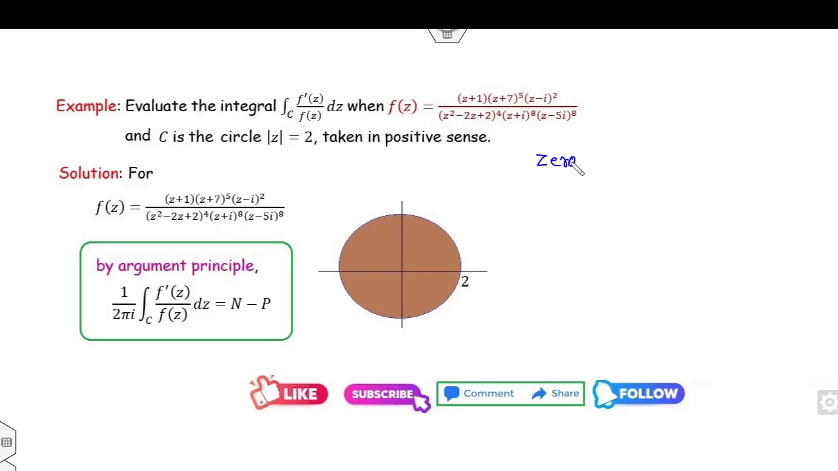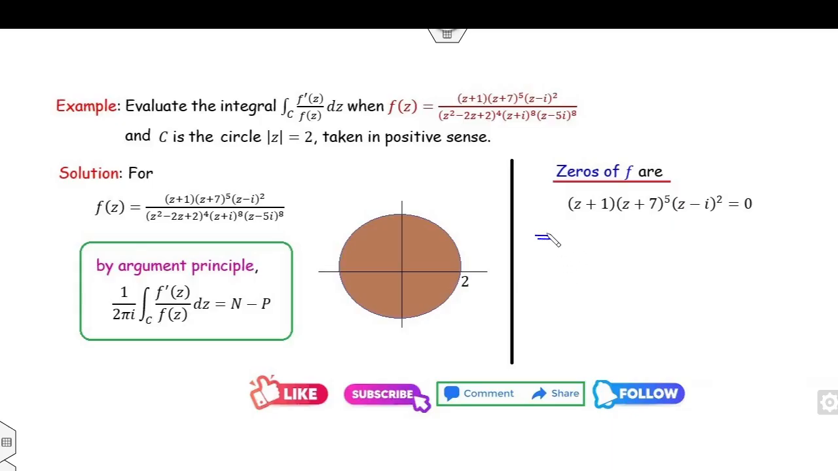Can you find the zeros of f? What is the zero of f? I can substitute the numerator part equal to 0. This implies z is equal to minus 1. This implies z is equal to minus 7 with multiplicity 5, and the last component implies z is equal to iota with multiplicity 2.